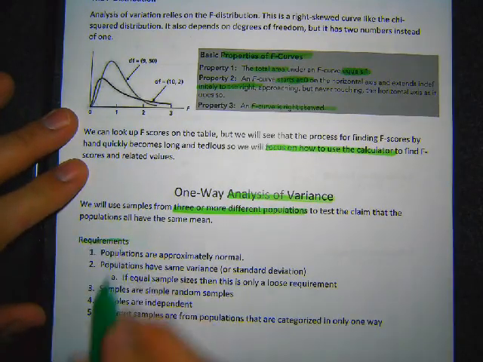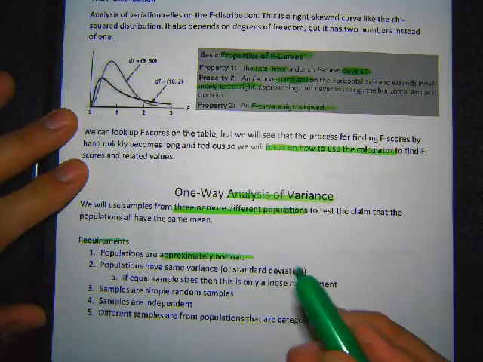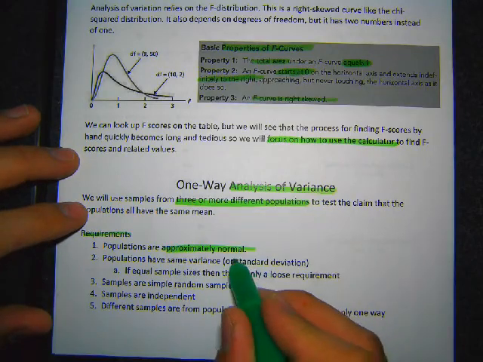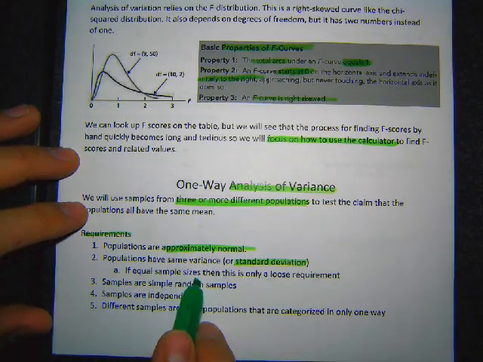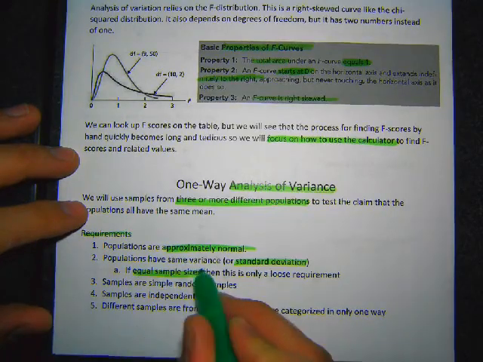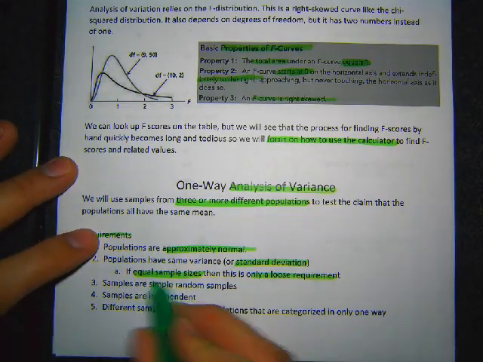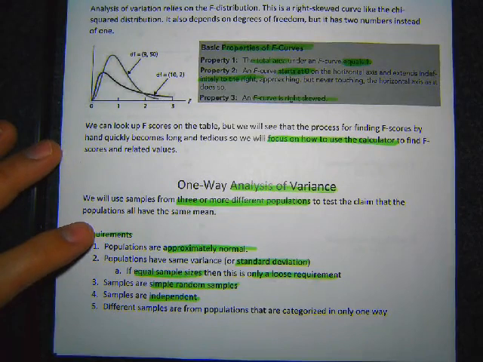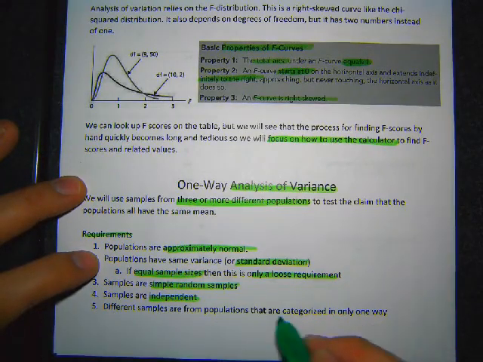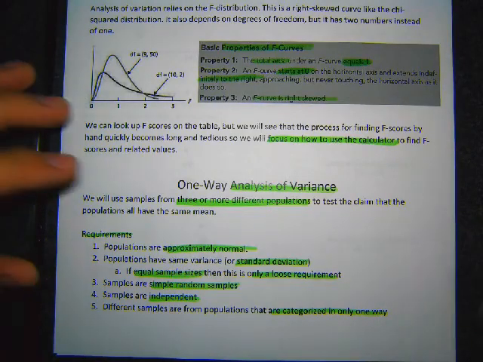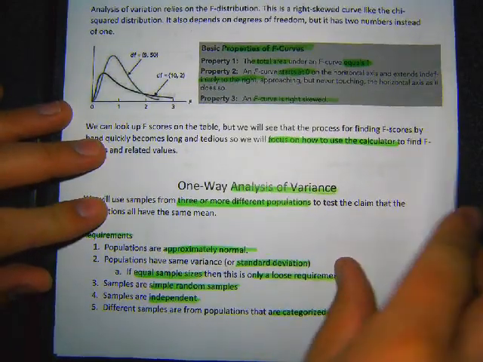Some requirements we have: the populations have to be approximately normal, so the data you're given have to be approximately normal. Populations have the same variance, so they're going to have about the same standard deviation across. If there are equal sample sizes, then this is only loose, so you only need close standard deviations. Then the samples have to be simple random samples, they have to be independent, and the samples from each population are categorized in only one way. None of that's really going to affect us. I'm not going to pull any weird ones where you have to say that requirements aren't met, but if you were doing this in real life as a statistician, you'd have to check and make sure those requirements are met before you do this problem.